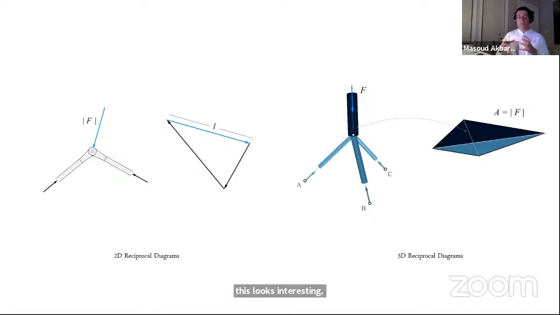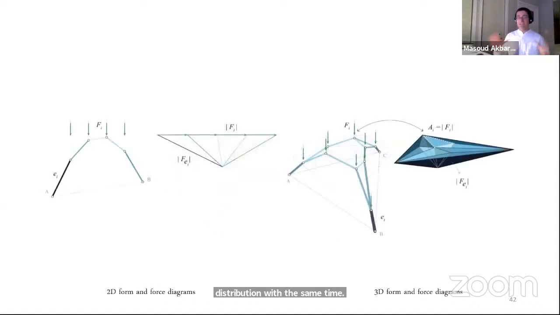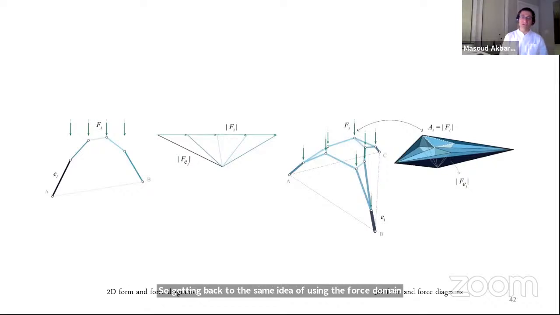But one of the important outcomes of this is that now we have two diagrams in three dimensions, made of planar faces or polyhedral systems, that can be used to show the efficient structural forms and their force distribution at the same time, right? So this initiated a move towards a three-dimensional version of graphic statics, which has been used for the past 150 years. And this method is basically called 3D graphic statics using reciprocal polyhedral diagrams, because both form and force diagrams consist of polyhedral systems.